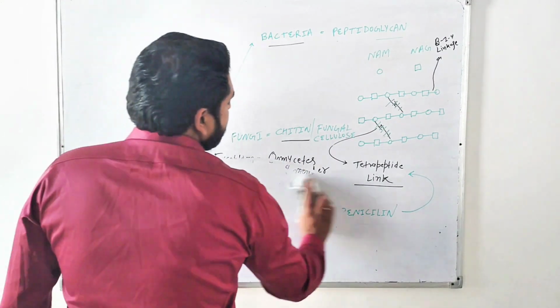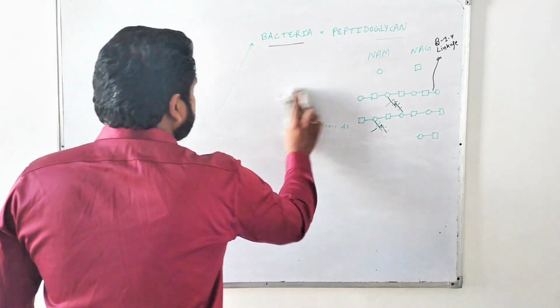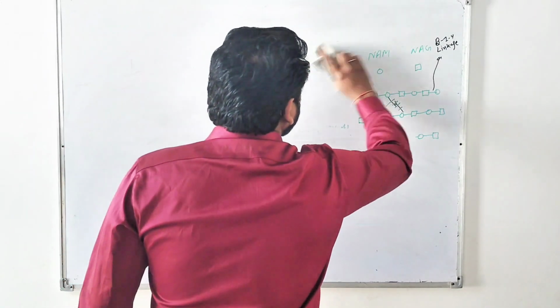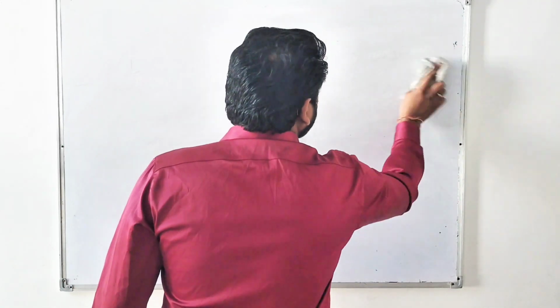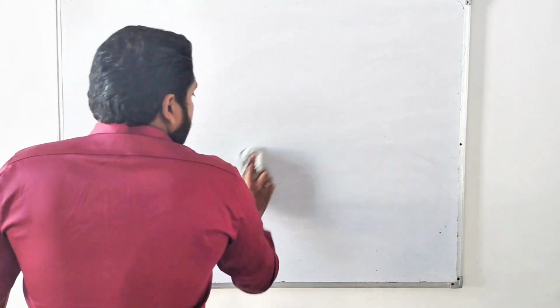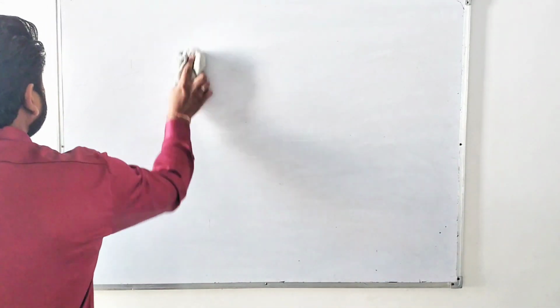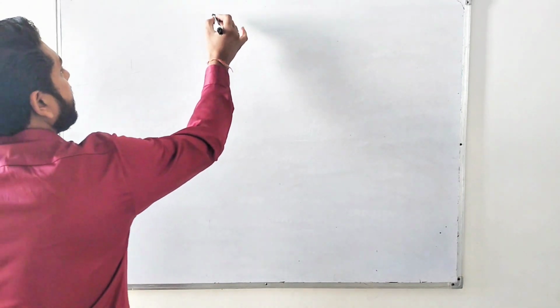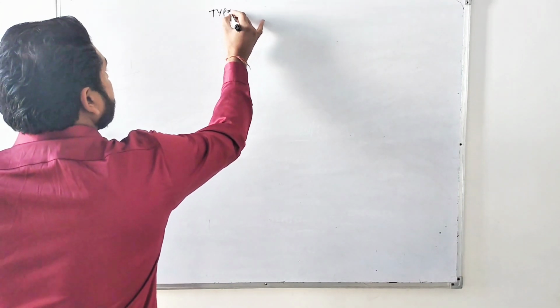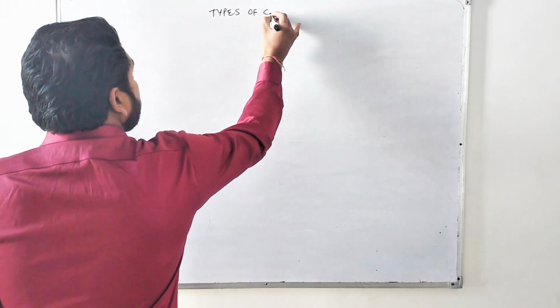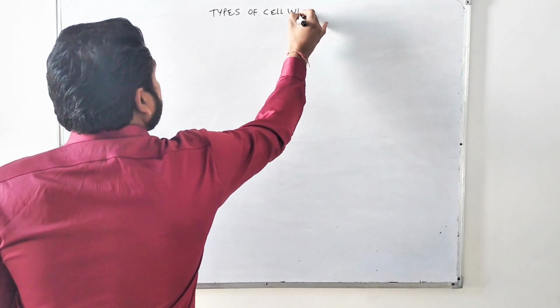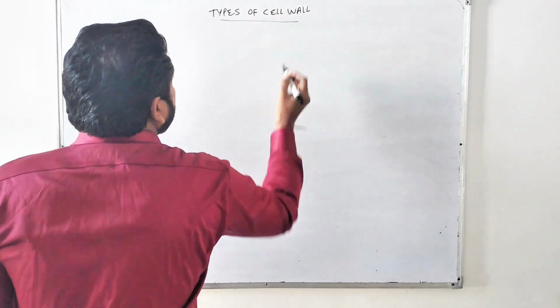Now I am going to discuss the next thing, types of cell wall. Next one we are going to discuss what? Types of cell wall.